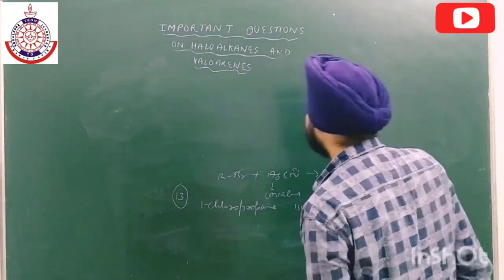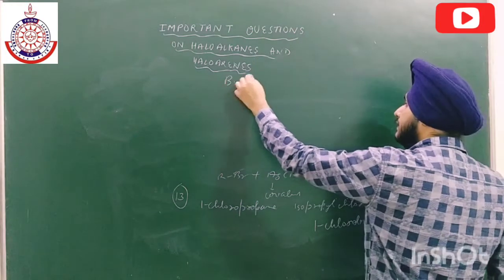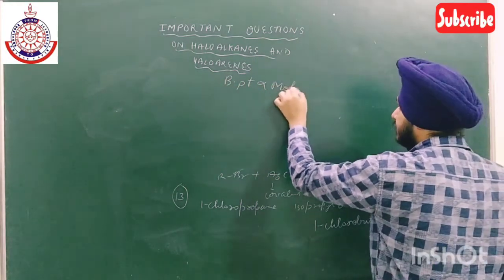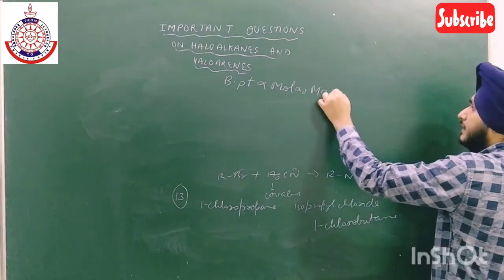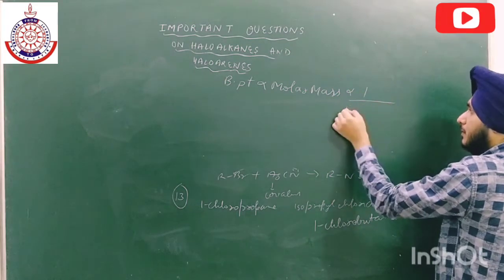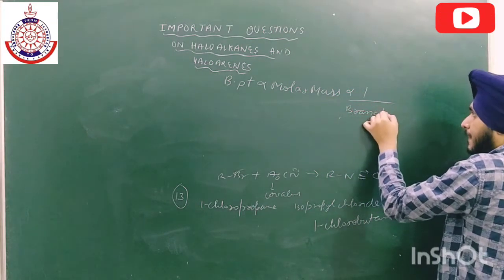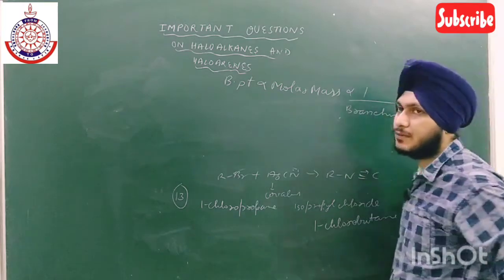On what factors does the boiling point depend? So boiling point is directly proportional to the molar mass, that is the first factor, and it is inversely proportional to the branching. As the branching increases, the boiling point will decrease.